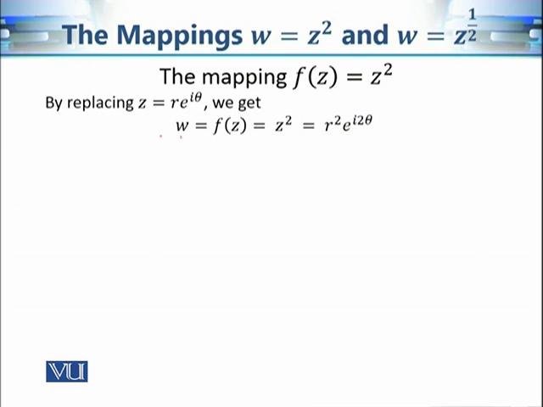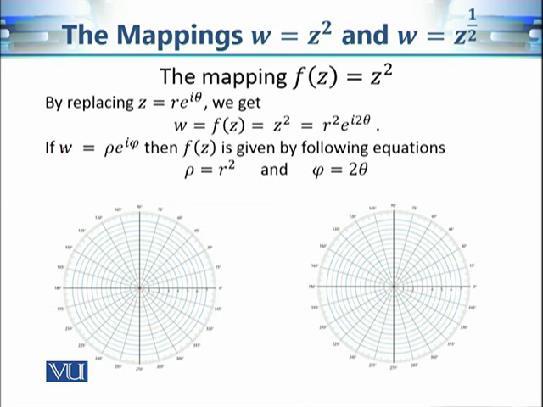We are using the exponential form in the z plane, and if we also consider the exponential form in the w plane, that is, if we take w equal to rho e raised to power iota phi, then comparing this form r square e raised to power iota 2 theta with rho e raised to power iota phi gives us the following result: rho is equal to r square and phi is equal to 2 theta. So this tells us about the behavior of this mapping z square.